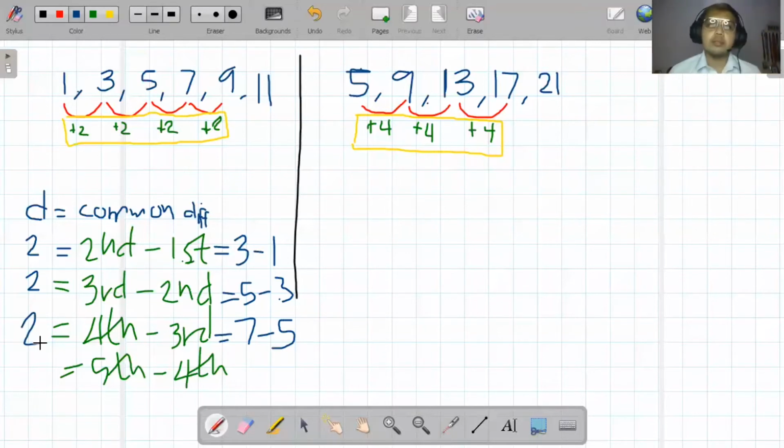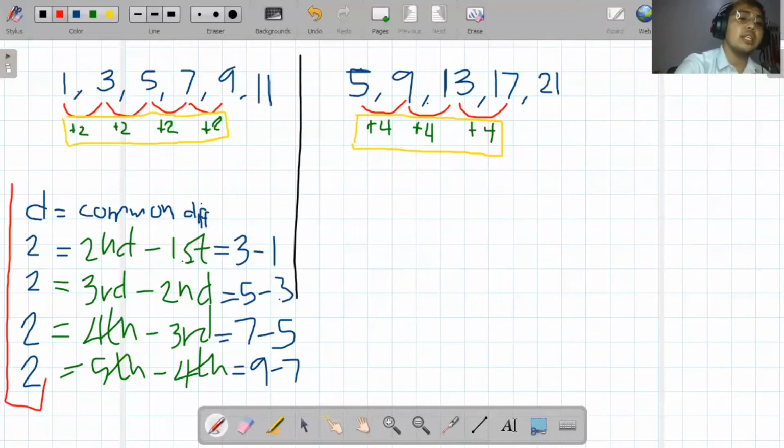And so on. Padayon na lang kay nasulat na. Fifth term is 1, 2, 3, 4, 5. So our fifth term, or a sub 5, is 9. Minus our fourth term, which is a sub 4, 7. So 9 minus 7 is 2. So now we were able to get the common difference, which is equal to 2.